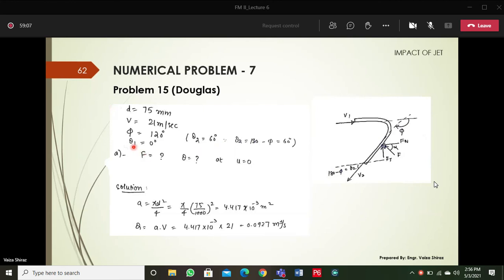And theta 1 is 0. So you have to find out the force F. Okay, and please make sure, by mistake theta is written over here. It is actually alpha, the inclination of the force F, ये alpha है. ठीक है? Don't get confused. It is alpha. At u equals 0. What is u? That is the velocity of the plate. It means that in this case your plate is stationary.